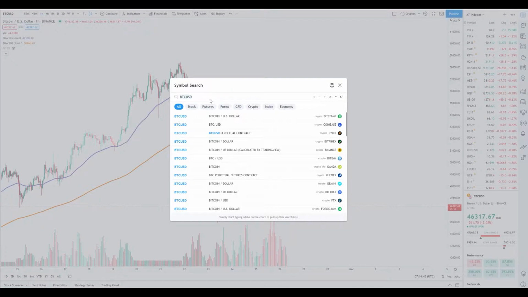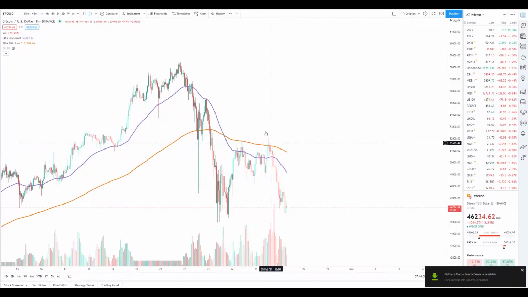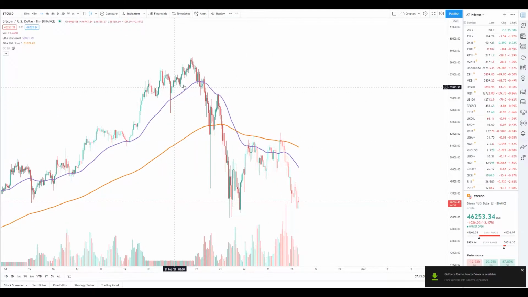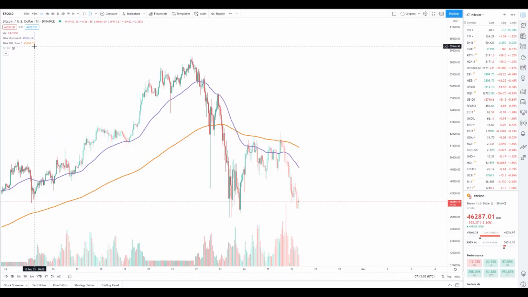I look for the symbols that are available. So if I'm going BTC USD, these are the brokers on the right side of the TradingView that are giving the charts for editing. So I have Bitcoin USD on Binance, so that's what I'm going to choose. The moving averages I have are exponential moving averages 50 and 200.